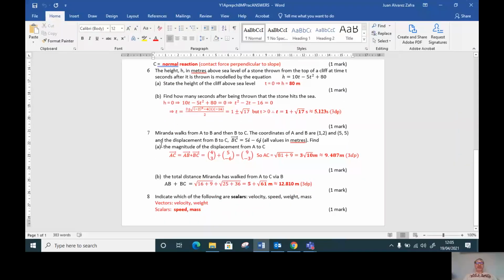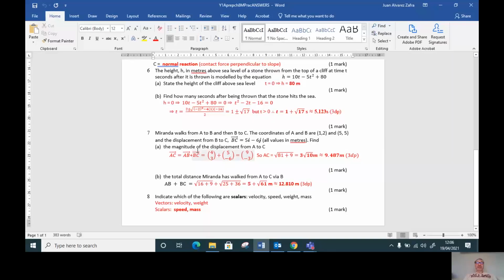And now some vector work. Question 7. Miranda walks from A to B and then B to C. So coordinates of A are 1, 2. The coordinates of B are 5, 5. And then the displacement from B to C is given by the vector 5i minus 6j. In other words, getting from B to C, we have to walk 5 in the i direction, that's the positive x direction, and 6 in the minus j direction, which is in the minus y direction.